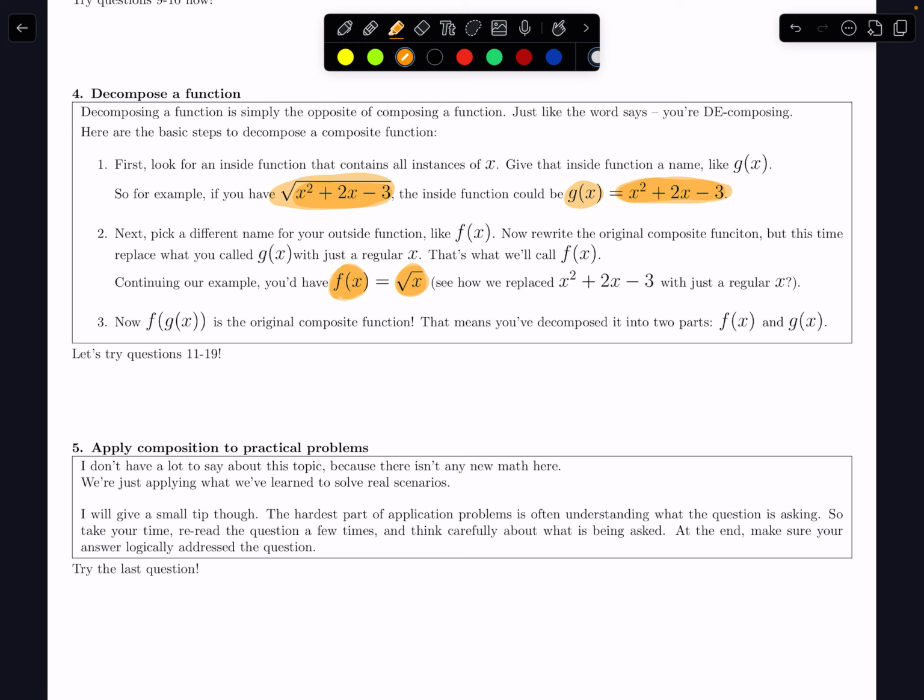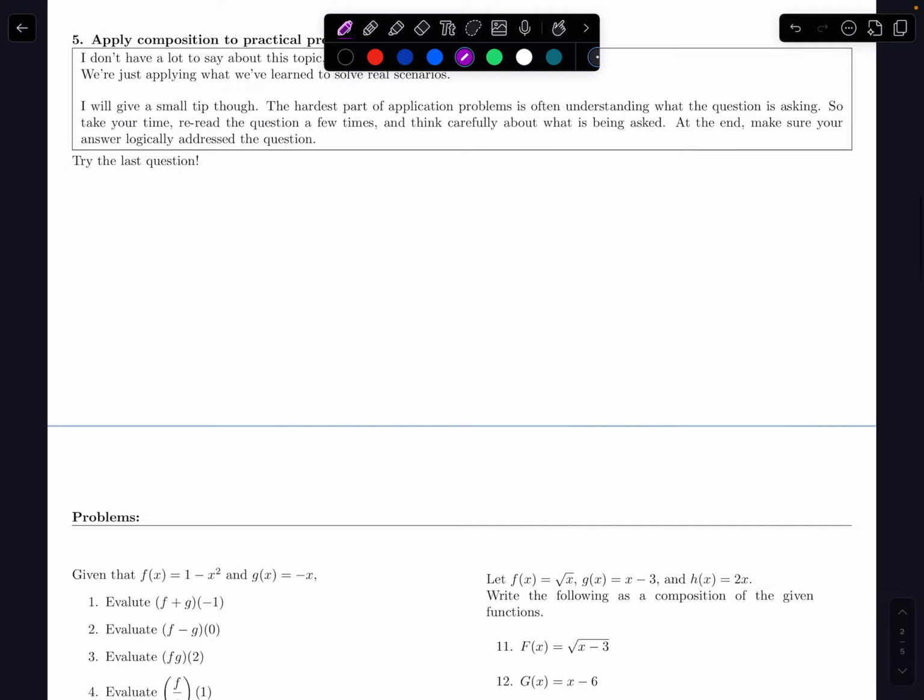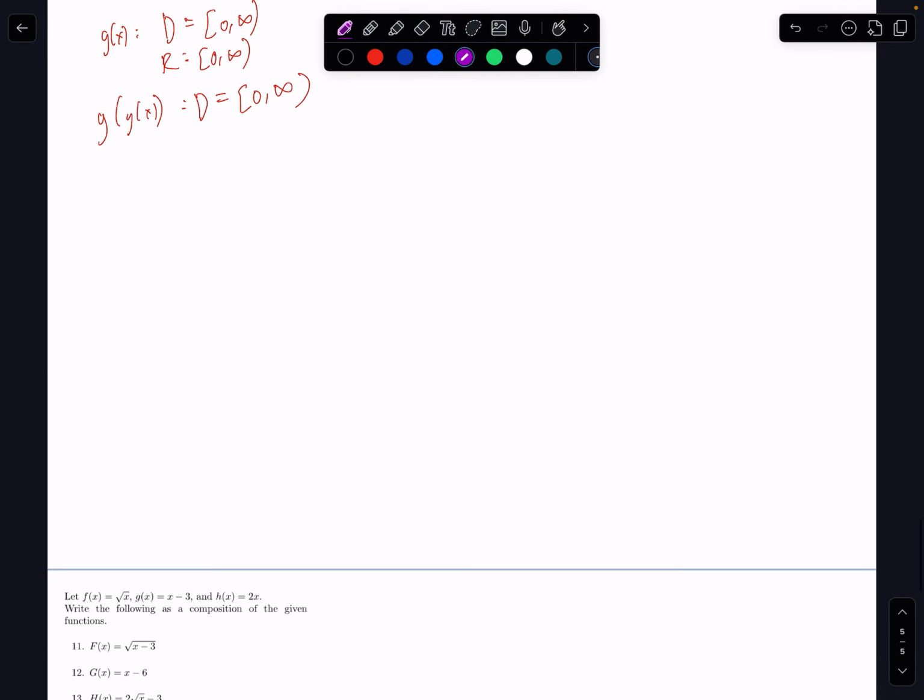So f of x is equal to the result of what I just did, replacing that g of x with just a regular old x. So now if I compose those two things, f of g of x, I'm going to get exactly the original function I was looking for. Then you can just double check by using what we learned about composing functions in the previous video, or actually the last 2 videos. Okay, that's the general idea. We're going to jump straight to the questions now.